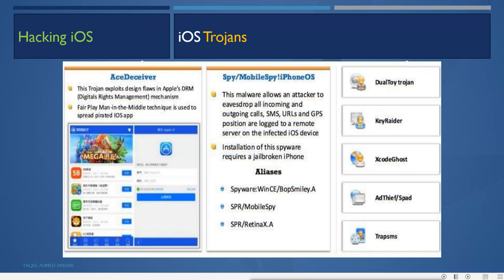Installation of this spyware requires a jailbroken iPhone. Aliases for this spyware are Spyware Win CE Bob Smiley.a, SPR Mobile Spy, SPR Retina XA. These are the names for these Trojans. There are some other Trojans also: Dual Toy Trojan, Key Rider, Xcode Ghost, Ad Thief, SPED, Trap SMS. These are some of the Trojans for iOS we have.